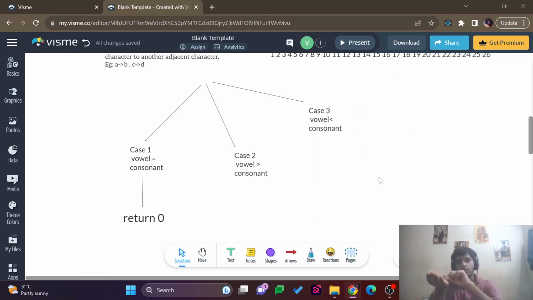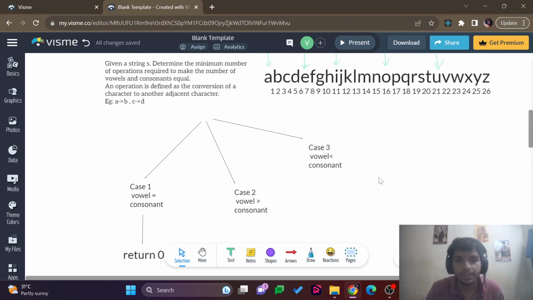Similarly, we take one consonant and convert it into a vowel. But the difference here is that for case 2, we always know that a vowel gives 1, like the minimum number of operations for converting a vowel to a consonant is always 1. But in this case, we do not know, because the minimum number of operations for converting a consonant to a vowel always differs. Let's take an example here.